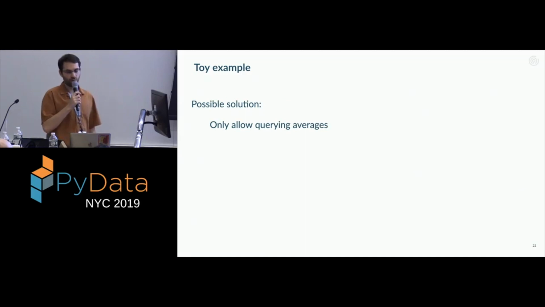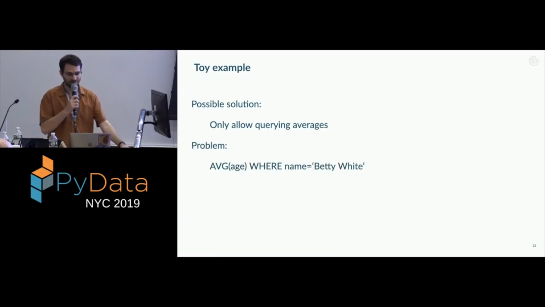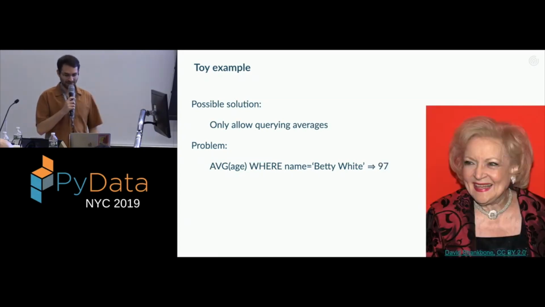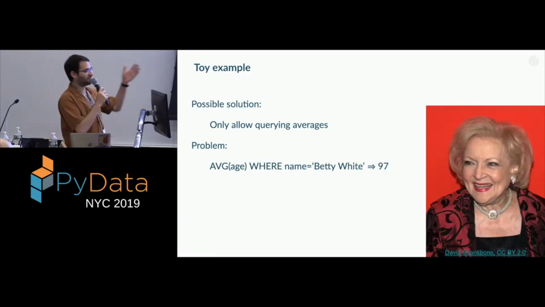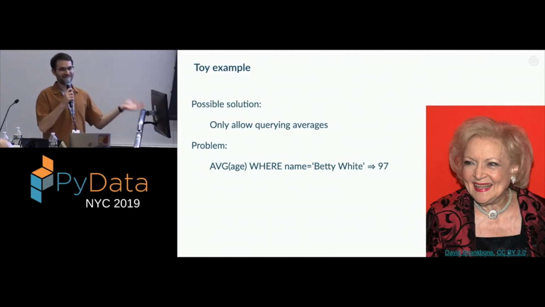Maybe you only allow querying averages. So if this were some sort of SQL language, you could say, select average of age where some condition that you want met, and then you return that average. Okay, there's a bit of a problem with this, which is we can say something like, what's the average age of people named Betty White? And if there's just one Betty White in your data set, you'll get the average of her age, which is 97, and now we have this one individual's exact age. That's not good, right? We've leaked information about this person.